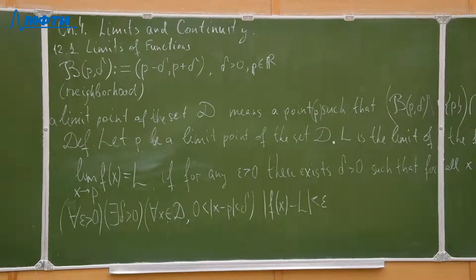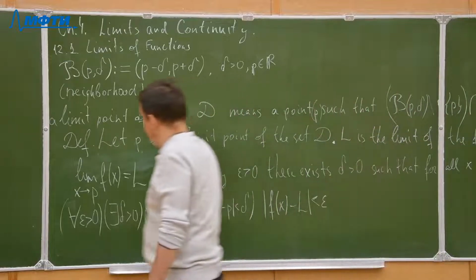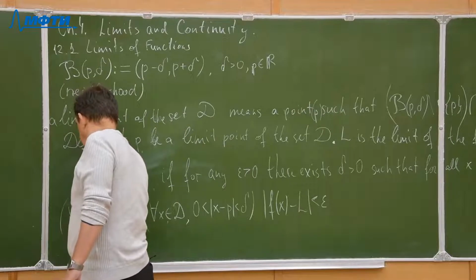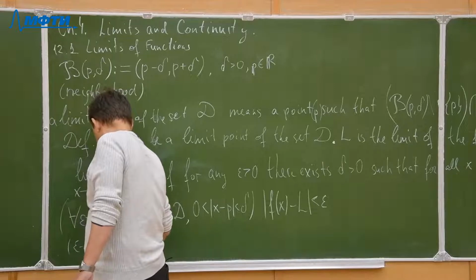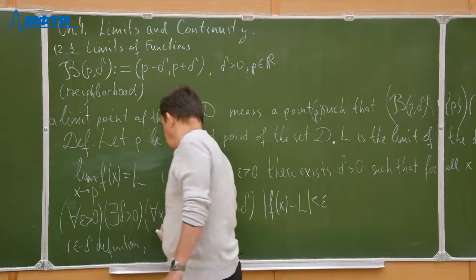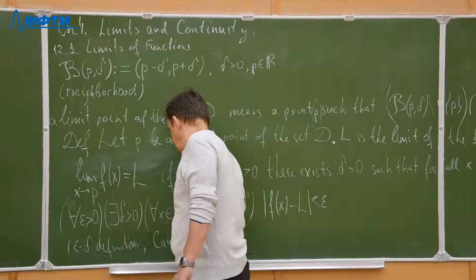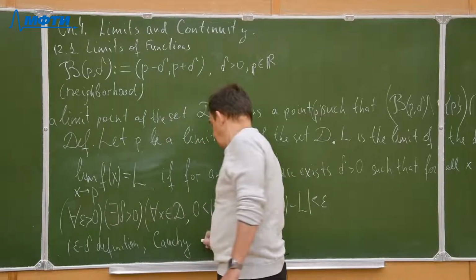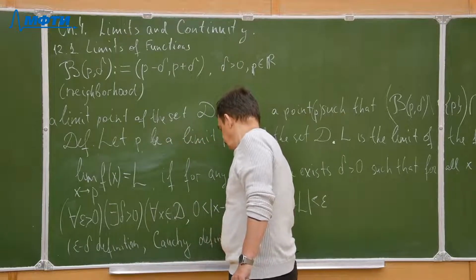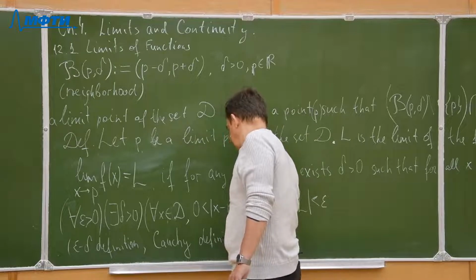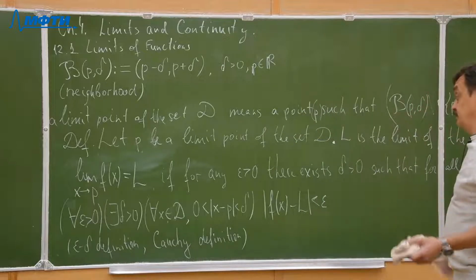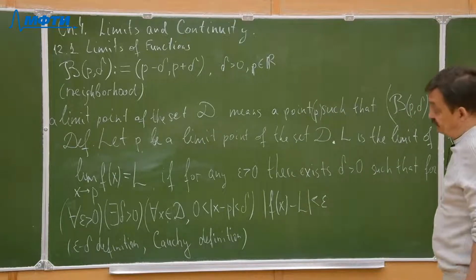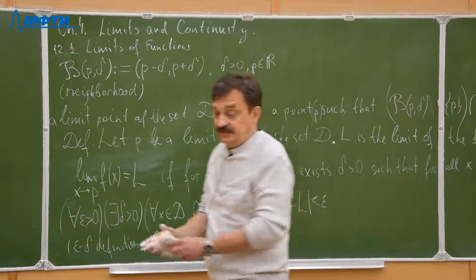That is the definition. Also, it is called the epsilon-delta definition or Cauchy definition. And of course, to understand it better, we need to consider several examples.